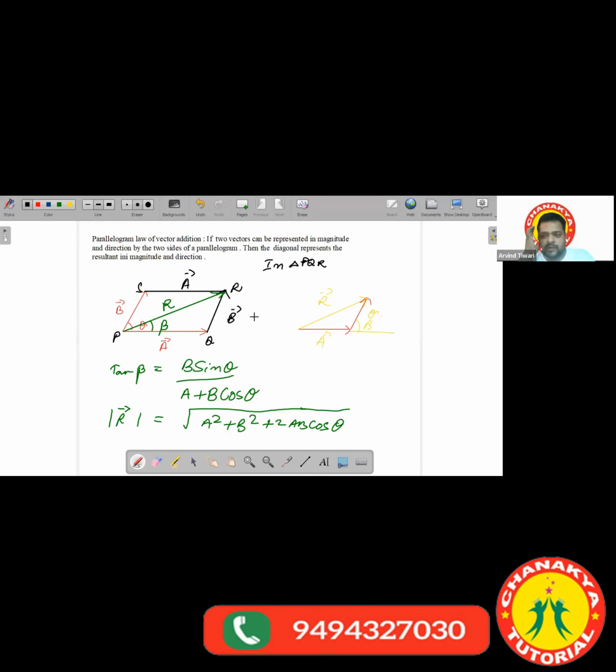Okay. So Dhanunjay and Jaswant, have you understood this point? Yeah, sir. Yes, sir. Okay.